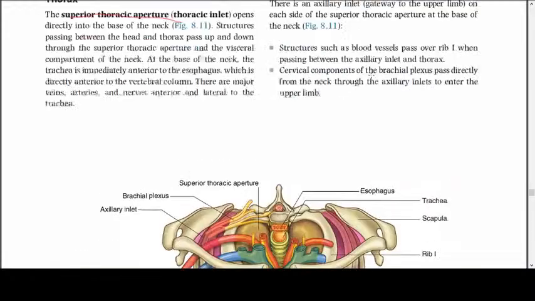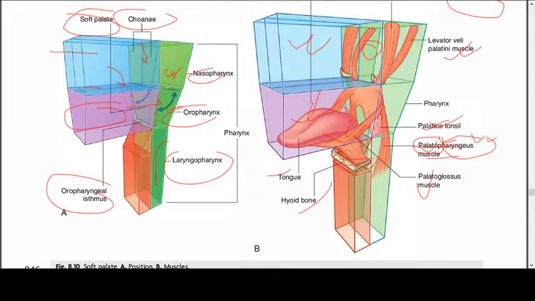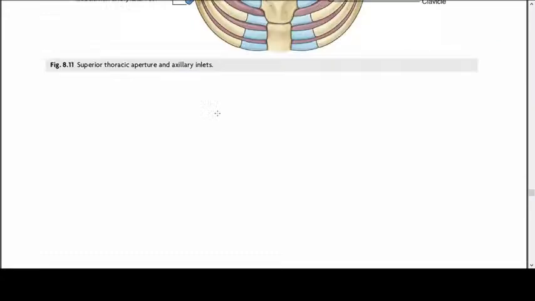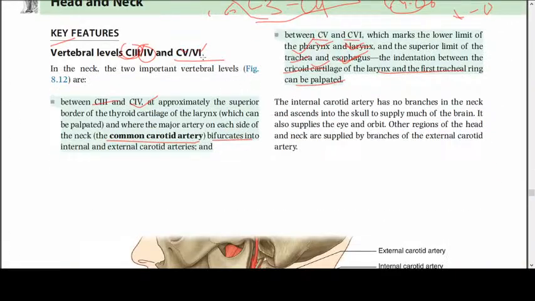In this figure, we can see this area. So we can say this is the pharynx and larynx.